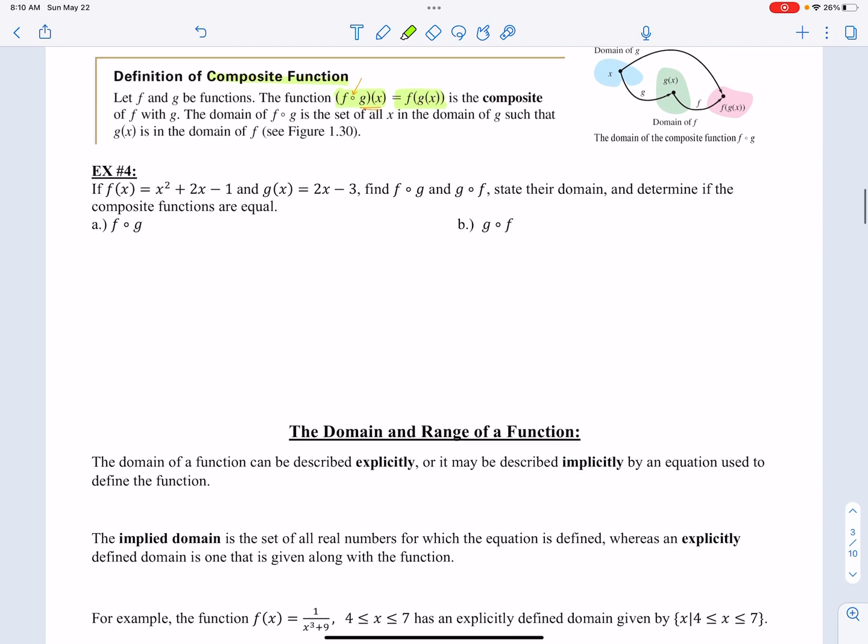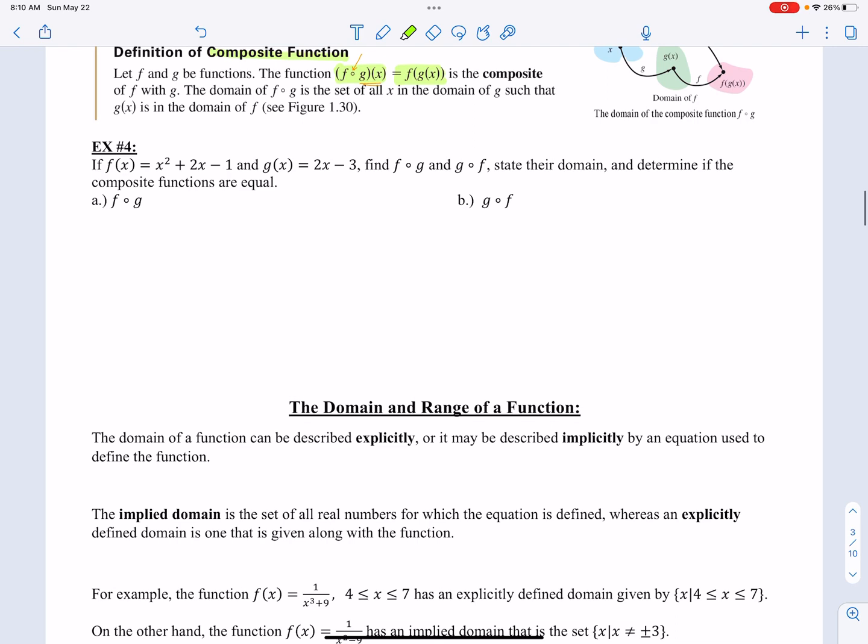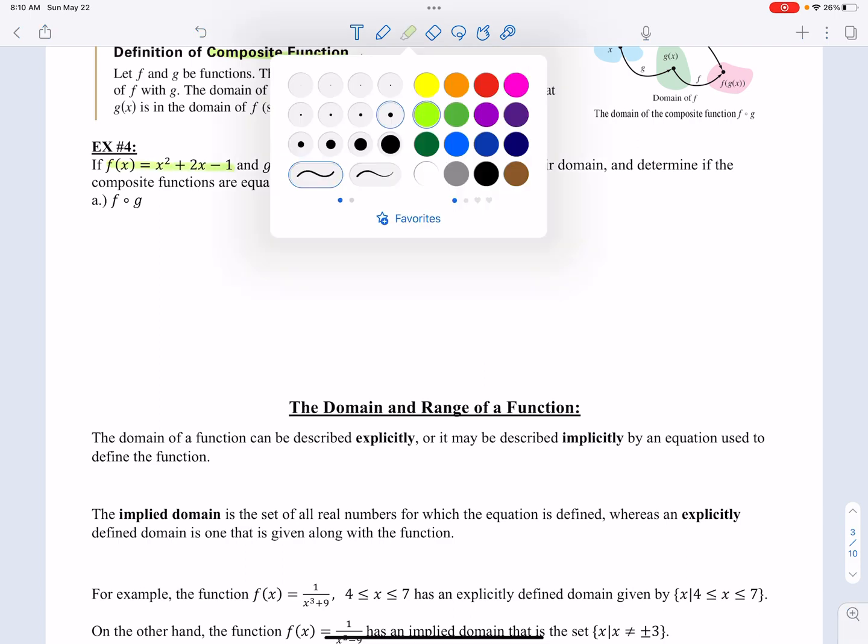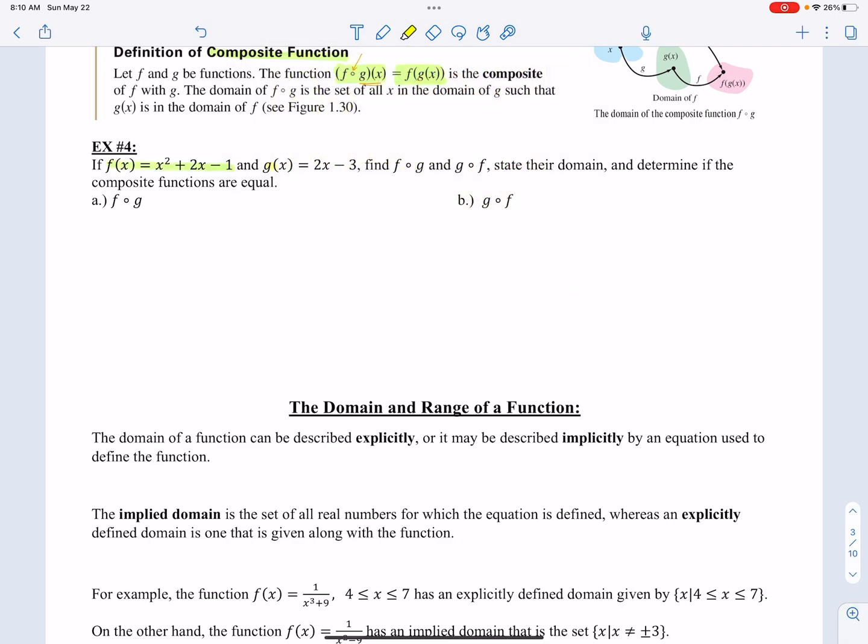So let's do a couple of examples real quick. I am being asked in this problem, I've been given my two functions. Here's f and g, and I'm being asked to find both f of g and g of f. I'm being asked to state their domain, which we're going to wait until the next section. You can see the next section is called the domain of functions to talk about that, and then I'm going to determine if they're equal. So if they come out to be the same, then they're equal, and otherwise they're not.